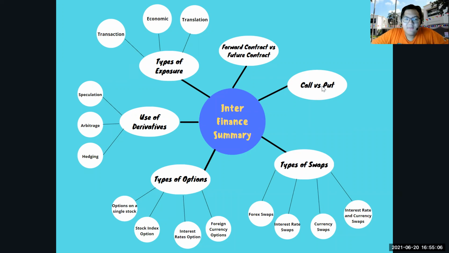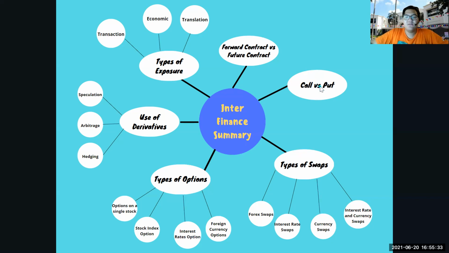So we have to speculate on whether, for example, today's US dollar to Indonesian rupiah is, let's say, for example, this is an example, 14,500, and we need to speculate whether it will increase or decrease on the next day, on the next currency. So that's the first one on speculation.